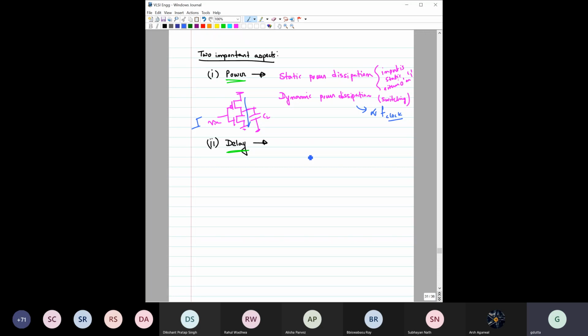Again, static power dissipation and dynamic power dissipation are also related to the temperature of operation and other factors as well. So we are doing some simplistic analysis as of now. And the other thing is the delay.